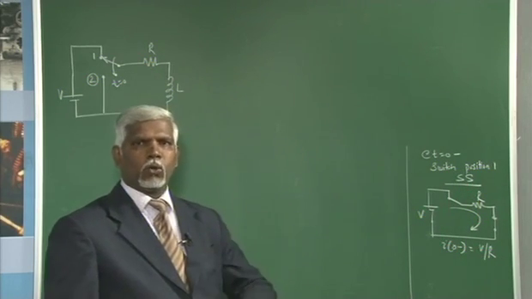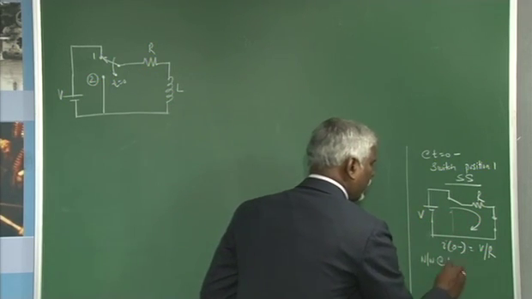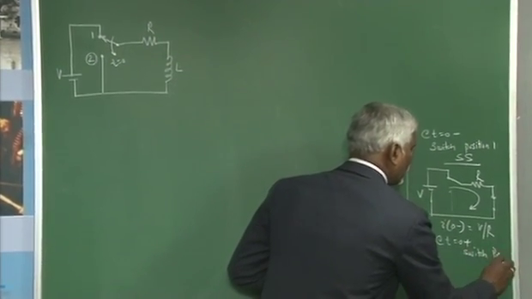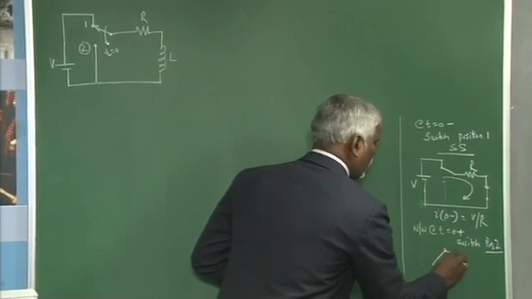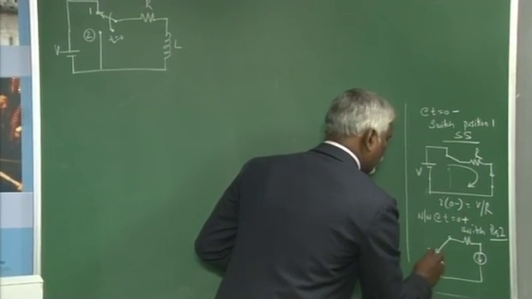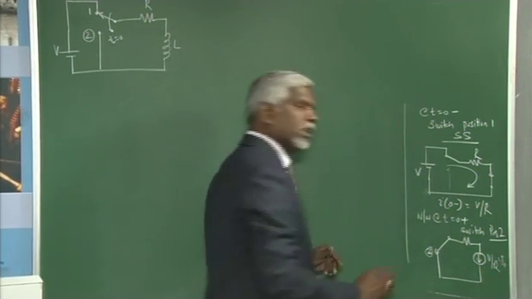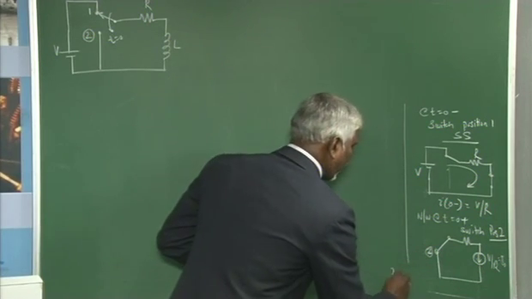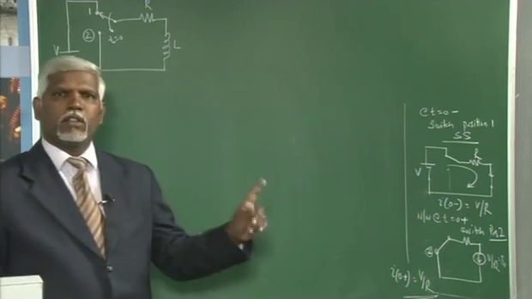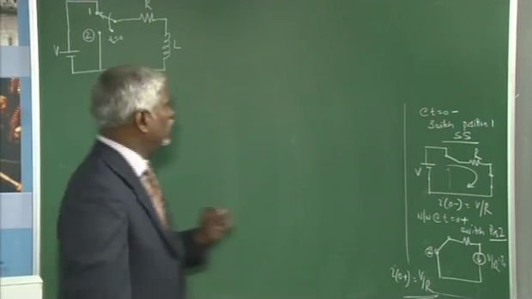If the switch is moved to 2 at t equal to 0, consider the network at t equal to 0 plus, with the switch at position 2. R behaves as R, and the inductor acts as a current source of value V by R, which is your initial current I naught. Therefore, I at 0 plus equals V by R. We have seen this even in initial conditions. This knowledge will help us in evaluating the arbitrary constant.